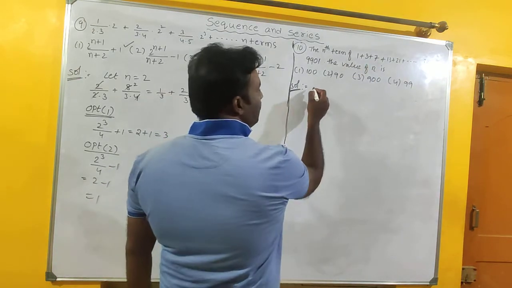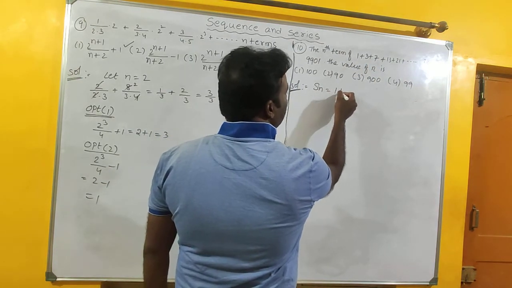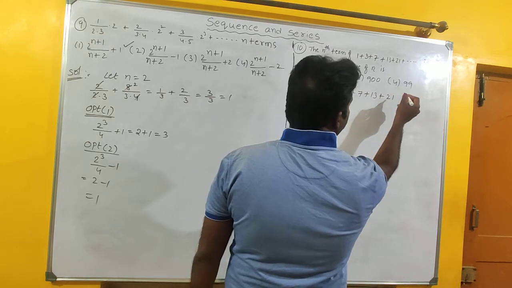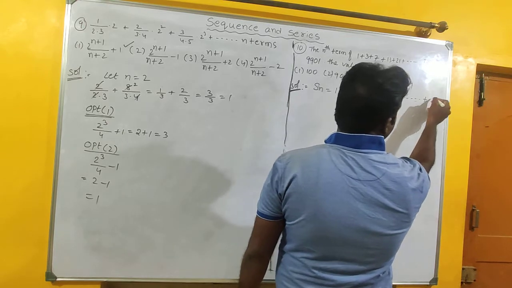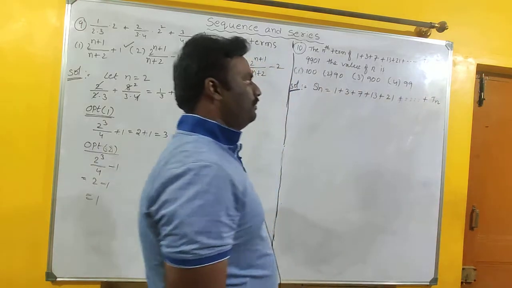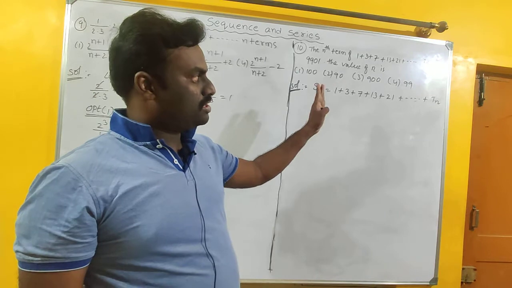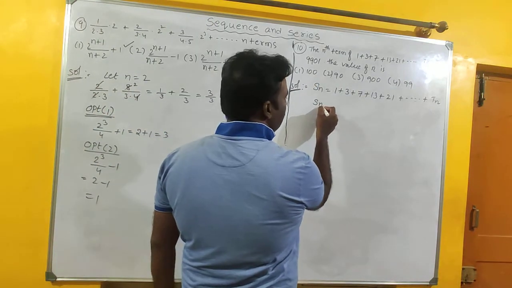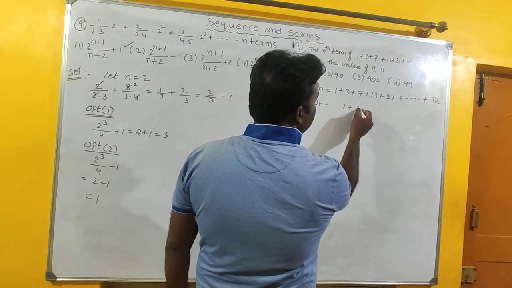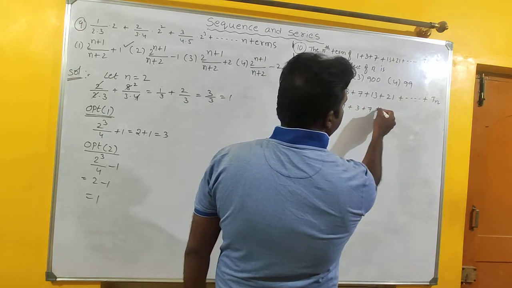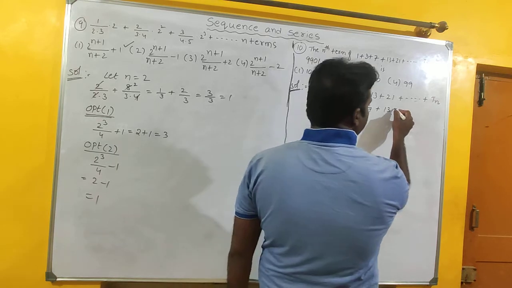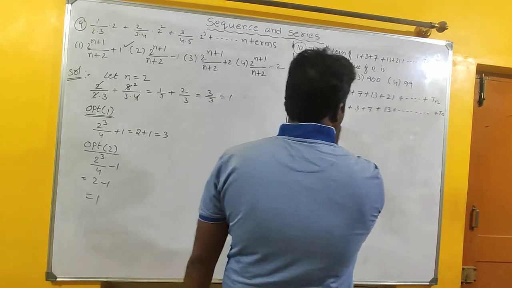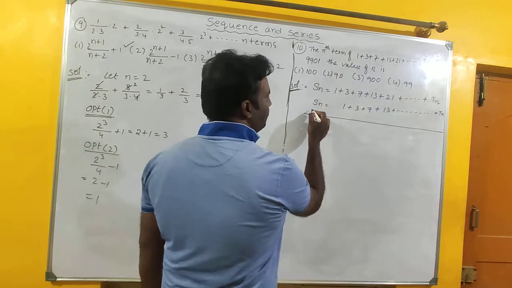First we take the total sum as Sn. Sn is equal to 1 plus 3 plus 7 plus 13 plus 21 plus and so on, up to the nth term. We can shift it by one place. Then Sn is equal to 1, 3, 7, 13 and so on, with the last one place shifted. Now subtract.